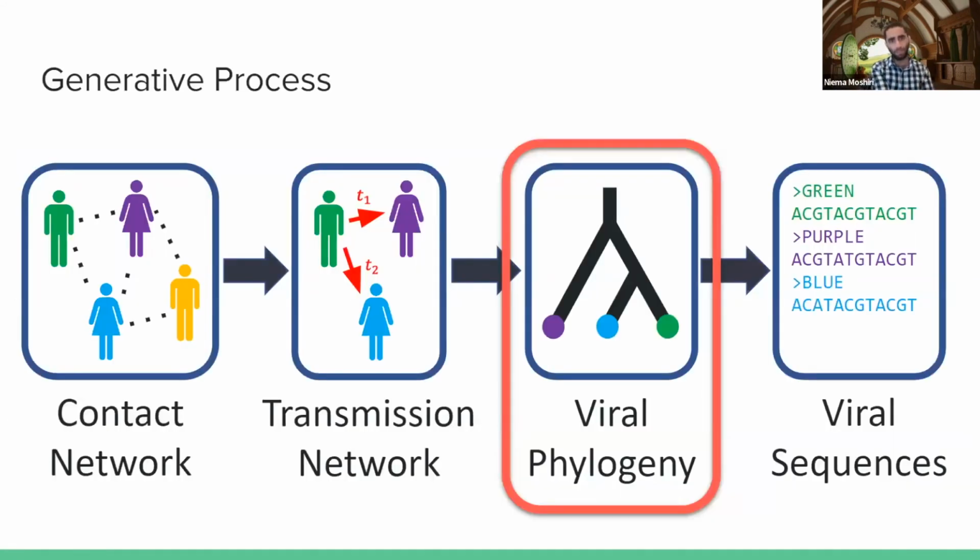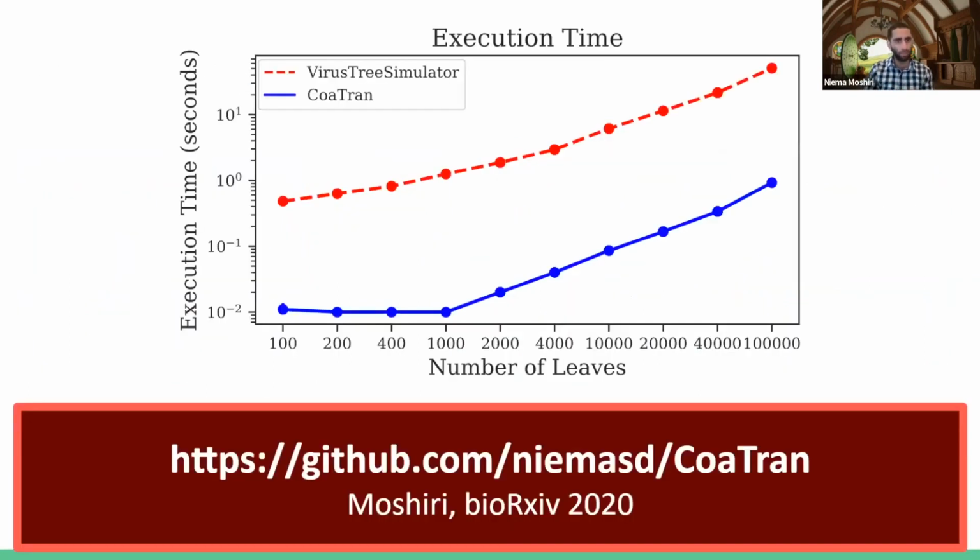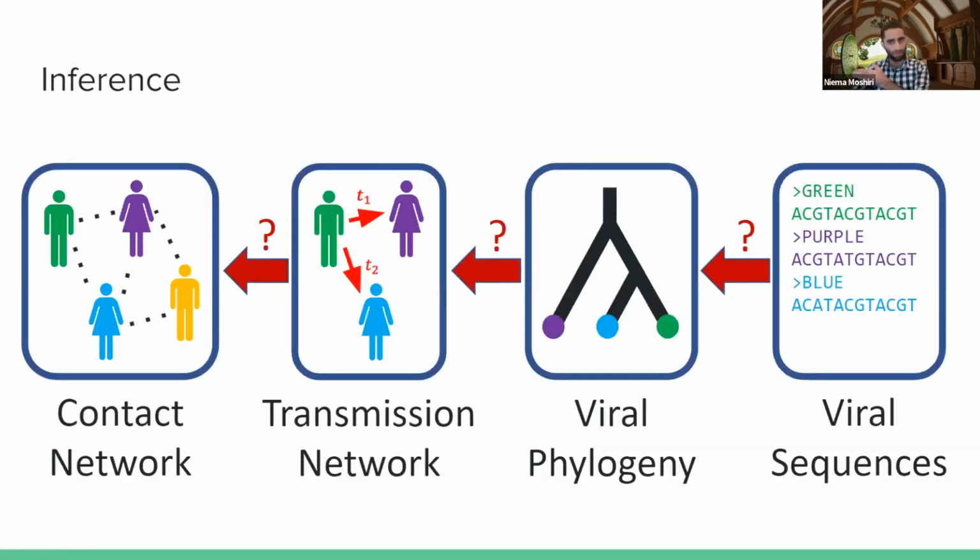Then given a transmission network, how do I simulate a phylogeny? The existing standard tool was one called Virus Tree Simulator, which worked well for small epidemics, but it ran into some major scalability issues. So I developed a tool called Coatran that's still in active development, but a preprint has been out for a while. It's orders of magnitude faster than the existing tool. And that's all that I've done on the generative side of things.